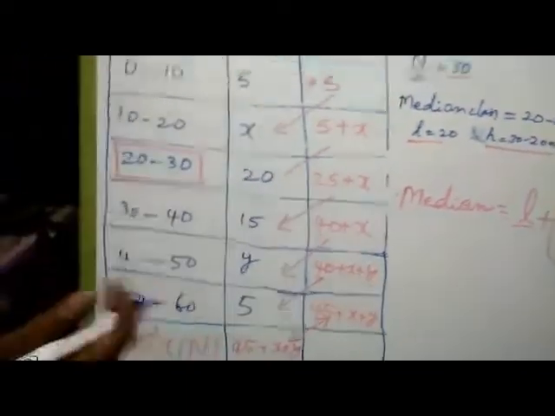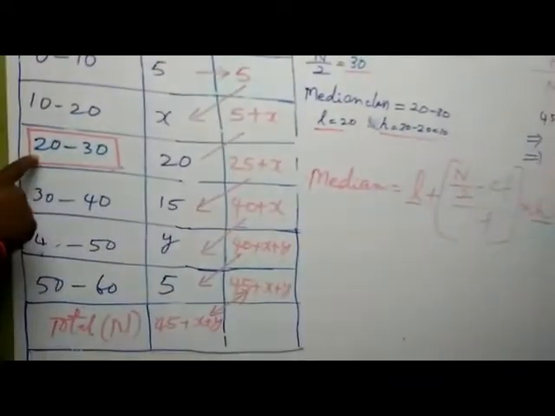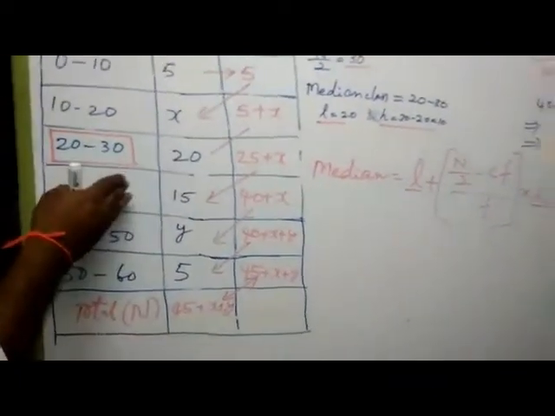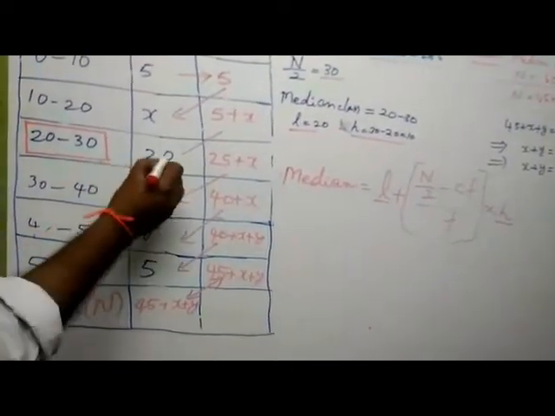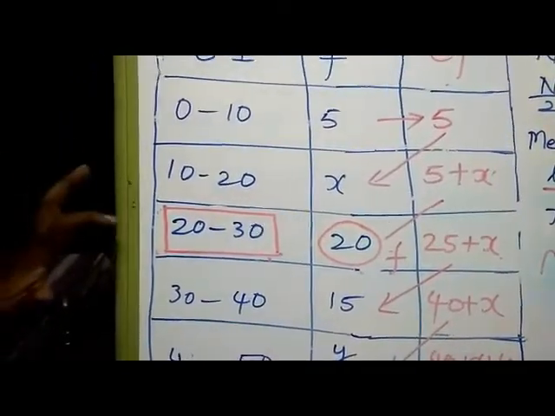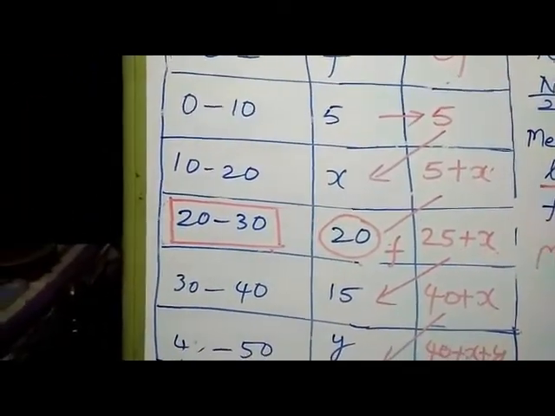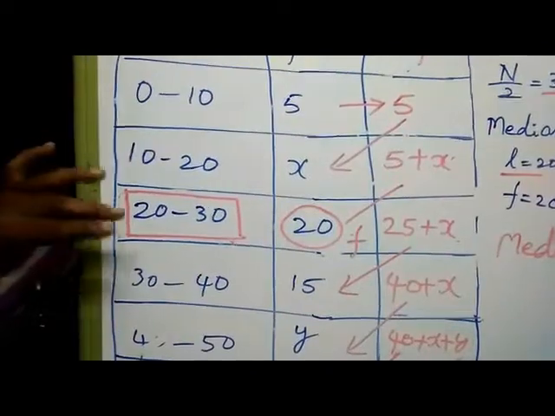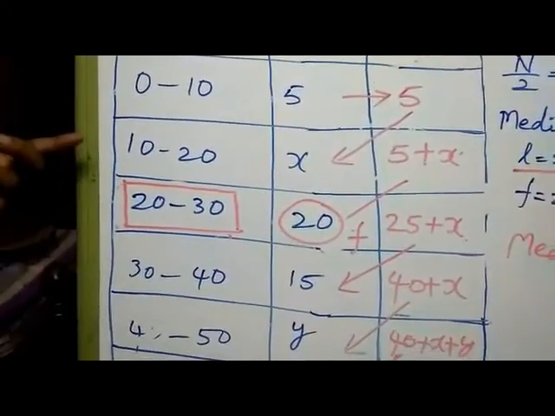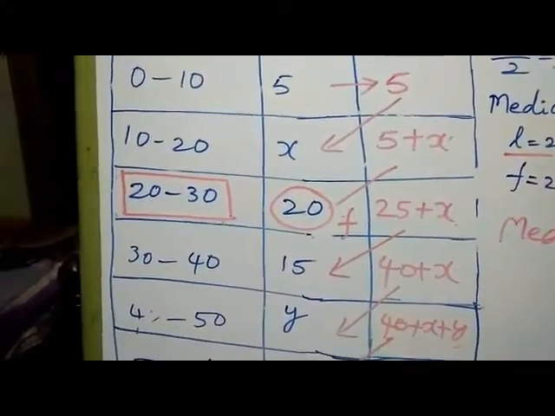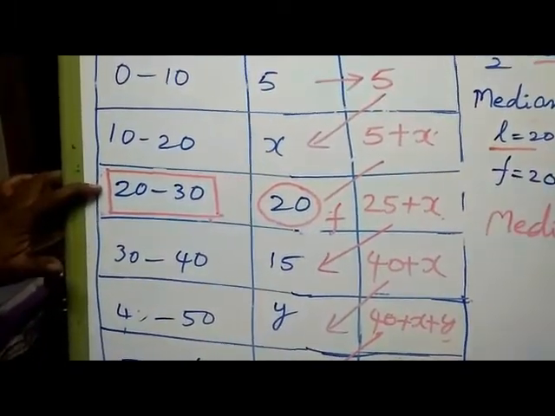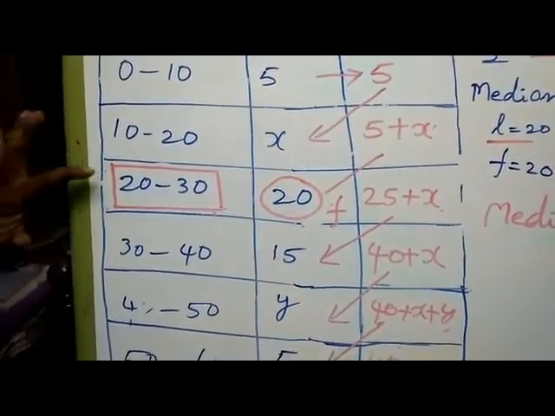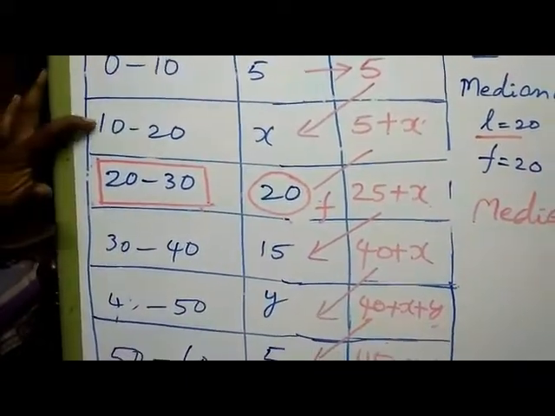F, already like yesterday, what is the median class? 20 to 30. The corresponding frequency is nothing but F. CF is equal to the cumulative frequency of the class preceding the median class. The median class is 20-30. The preceding class of this median class is 10 to 20.